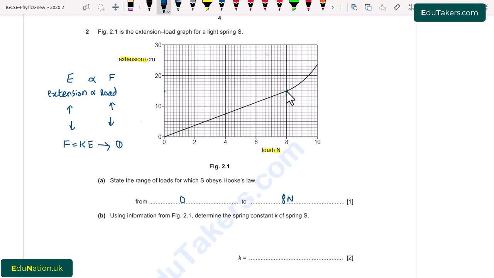So I write here F is equal to ke, so F over e is equal to k. Put values here. F is equal to 8 newtons over e is 15. So k comes to be 0.53 newton per centimeter. So the answer will be 0.53 newton per centimeter. Moving towards the other part of this question.